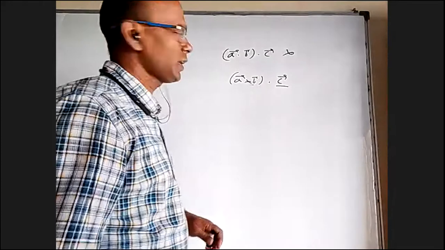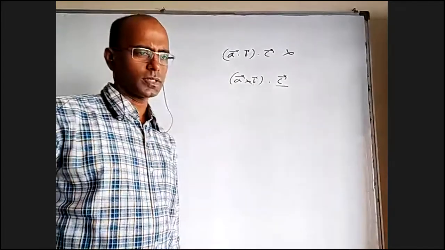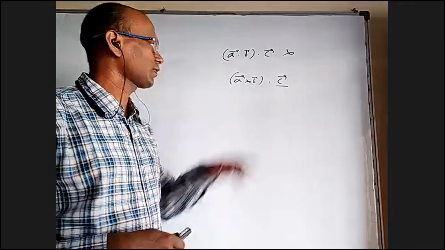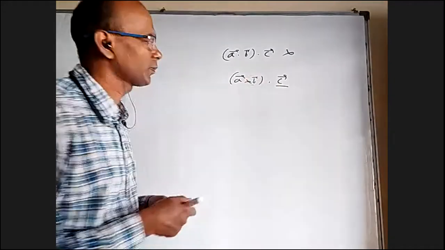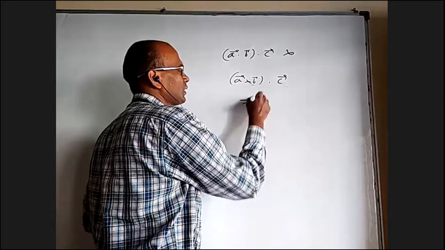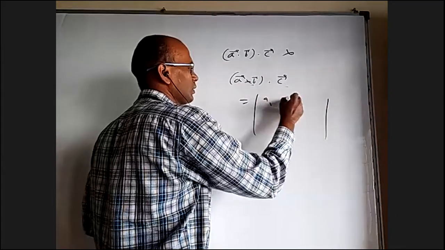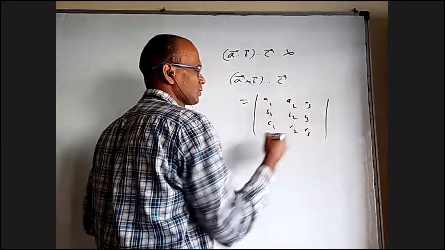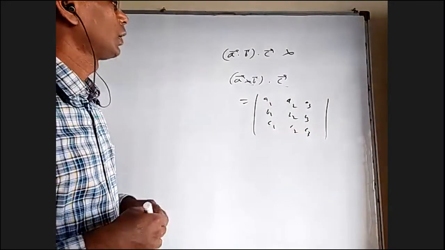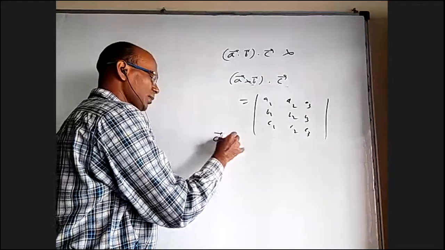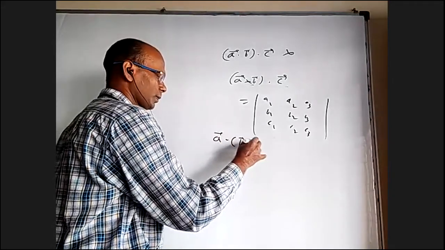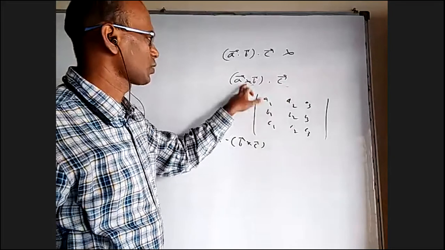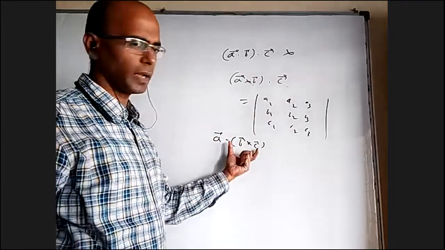If a bar is given as a1i plus a2j plus a3k, b bar as b1i plus b2j plus b3k, find a cross b and then find this dot product, you will get very neatly the determinant a1, a2, a3, b1, b2, b3, c1, c2, c3. If we actually find a bar dot b cross c, we do not change the order. Only thing is that this dot is here, this cross here, and correspondingly the bracket is here.